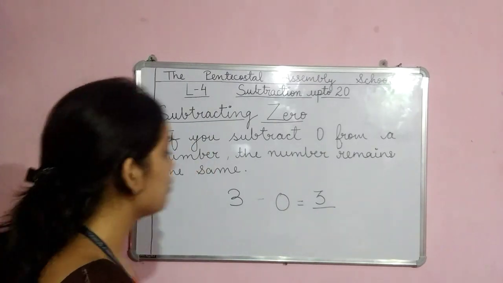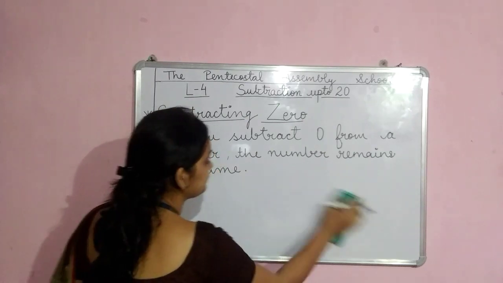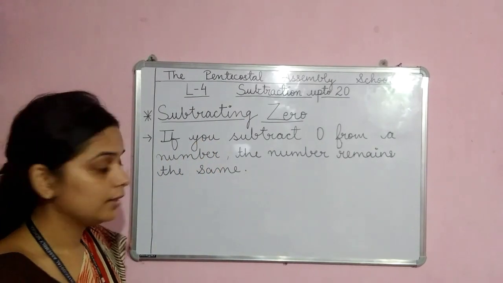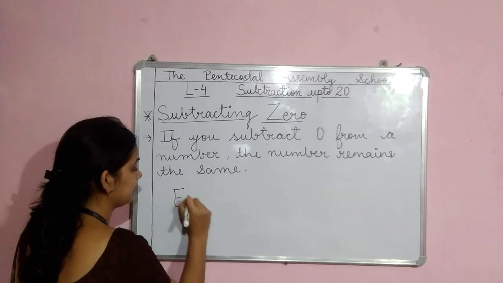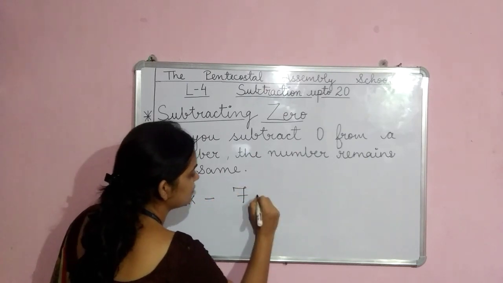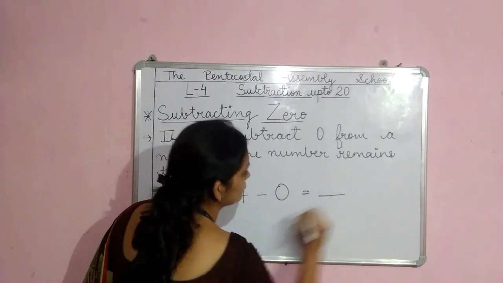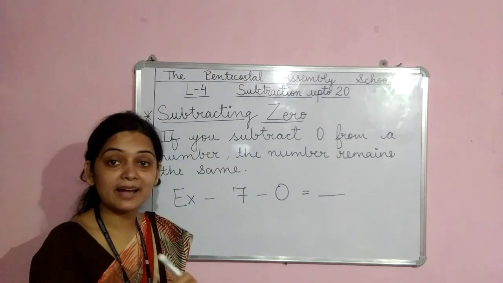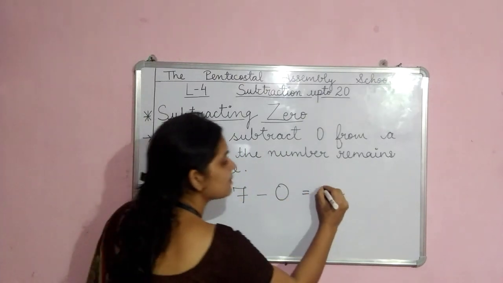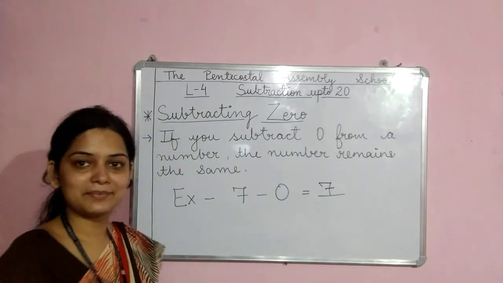Okay. Now, one more example I will give you. Like 7 minus 0. What will come? 7 minus 0. The same number will come, means 7 will come.